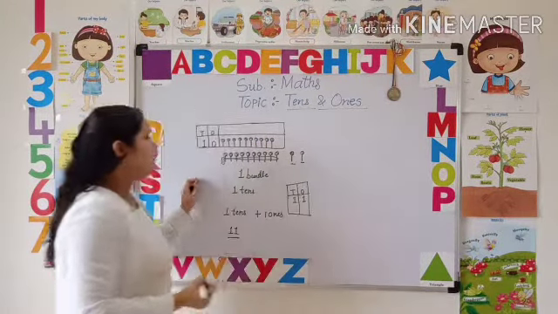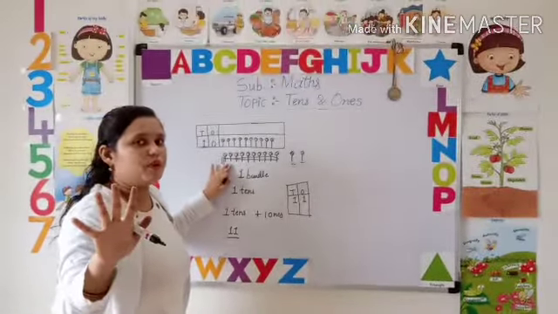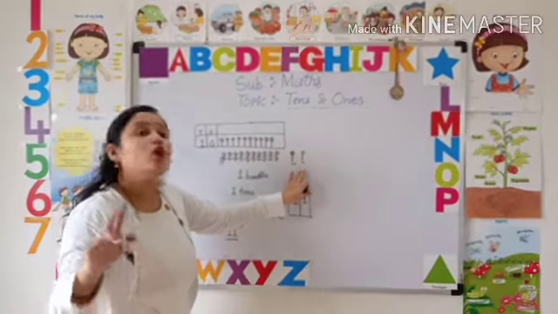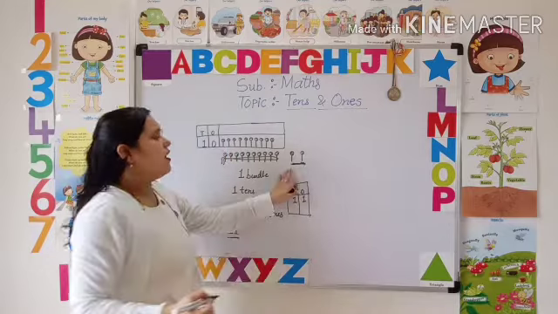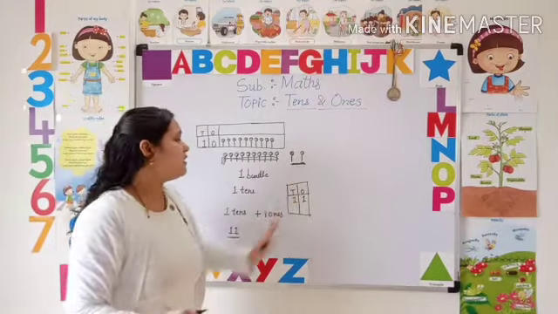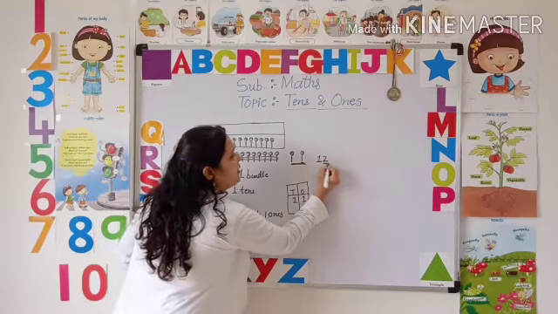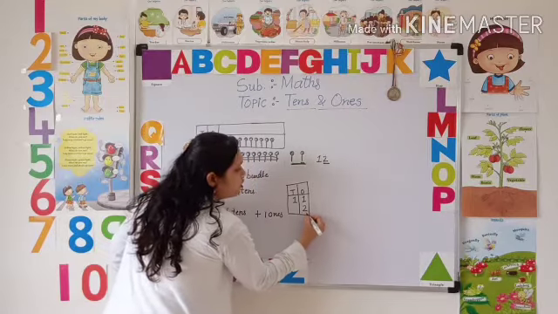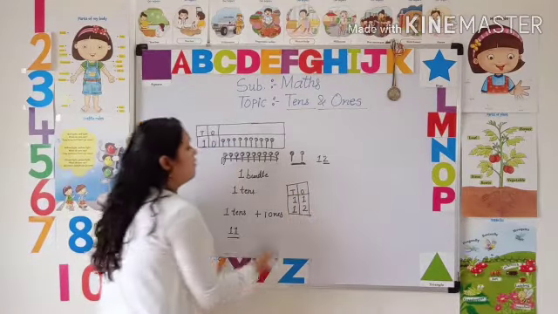Okay? Now, one bundle of 10 lollipops, right? I have 1 tens and 2 ones, 1 and 2, 1 and 2. I have 1 tens and 2 ones. So, how can we represent it? Yes, I will write 2 in the 1's column and 1 in the 10's column.